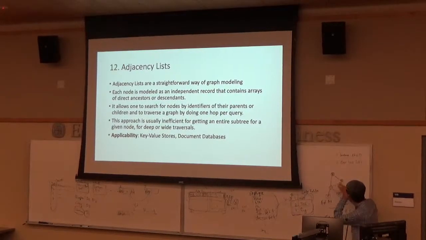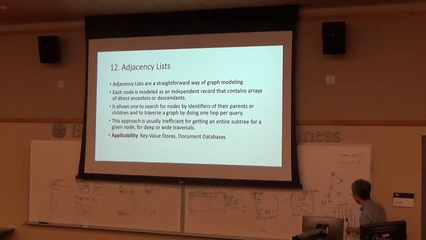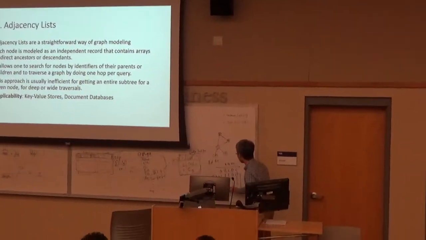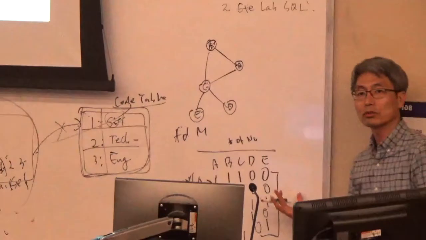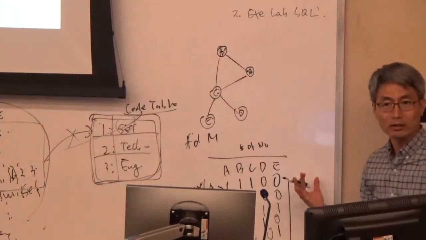And B is connected to A and so B and C. So 0, 0 and 1, 0, 0. For C, it is connected to A, B, C, D, E, all of them. And for D, we represent the graph structure as a two-dimensional matrix.